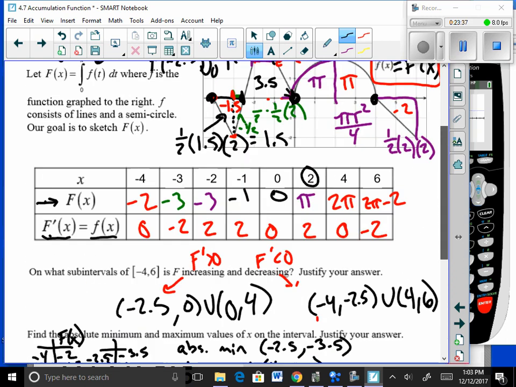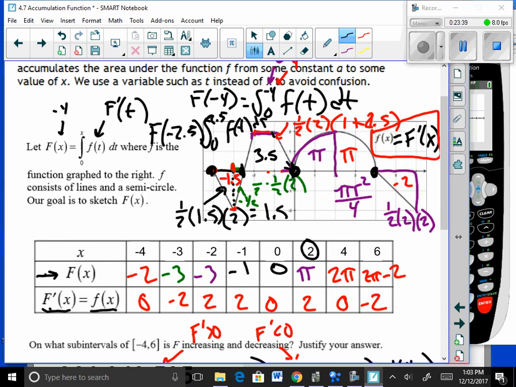Not on this graph, because this is f prime. We want to now talk about the slopes of the graph that we see in front of us. So when is the slope changing from positive to negative on this graph here? Okay, so negative 3. 1, 2, 3. Negative 3 works. 0 works, and you said 2. 2 works. Okay.